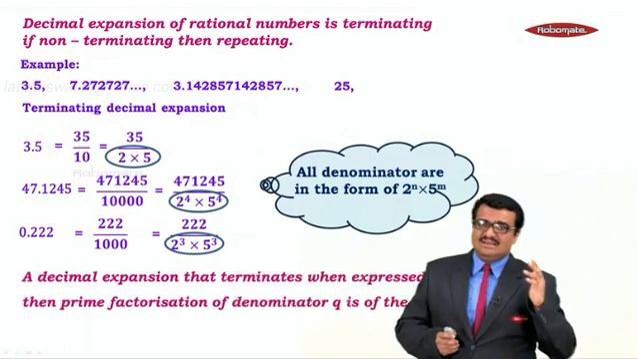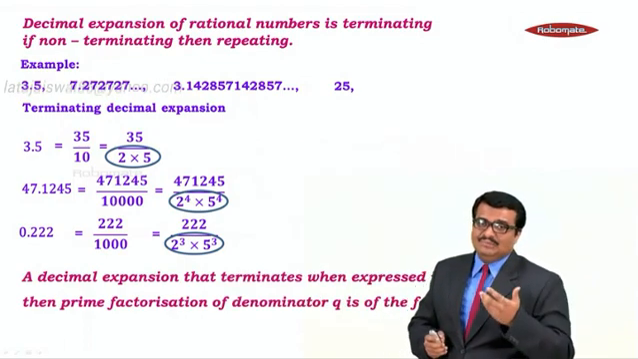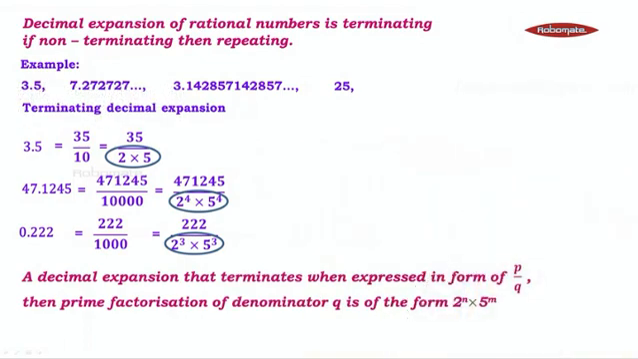All the denominators. Correct? No. So what we can conclude: a decimal expansion that terminates, when expressed in the form of P upon Q, then the prime factorization of the denominator Q is of the form 2 raised to n into 5 raised to m. Just remember this statement. If the denominator is in the form of 2 raised to n into 5 raised to m, then that decimal expansion will terminate.